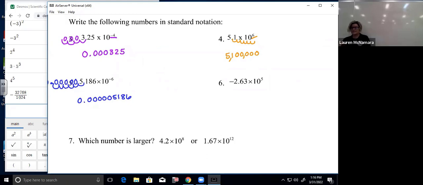Number 6, it doesn't matter that my number is negative. That just means my number is going to stay negative. So 1, 2, 3, 4, 5. So negative 2, 6, 3, 1, 2, 3. So I have negative 263,000 for number 6.